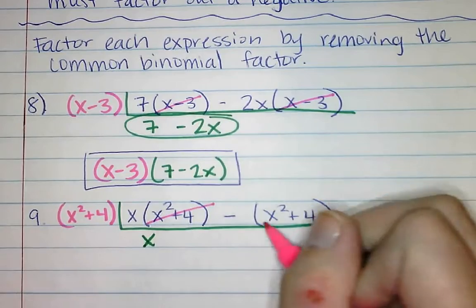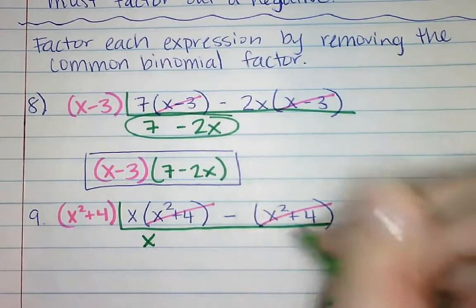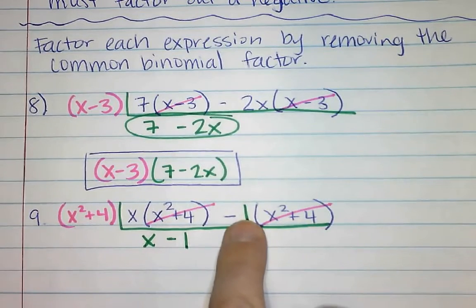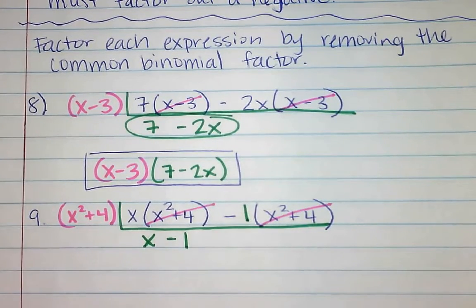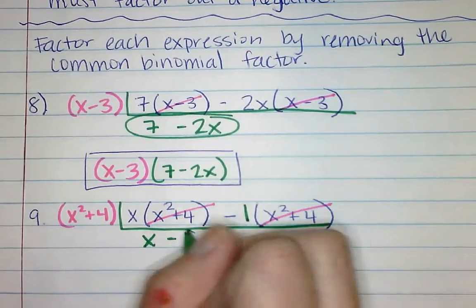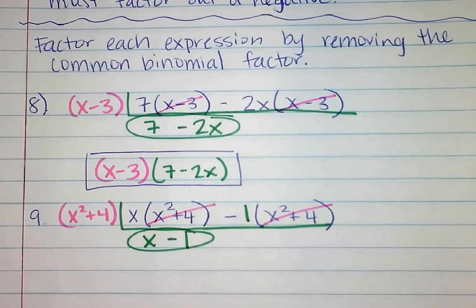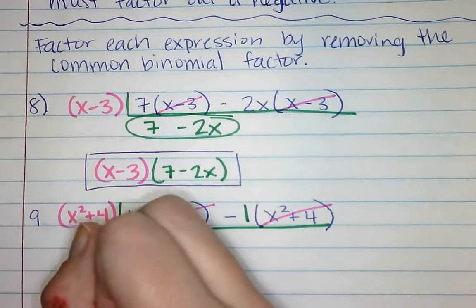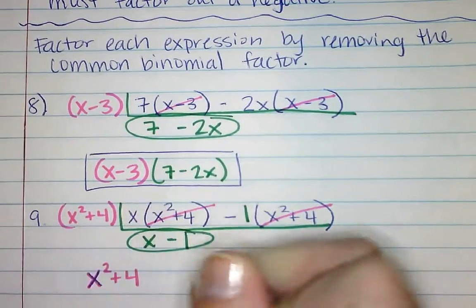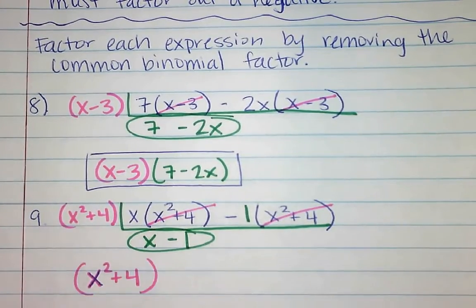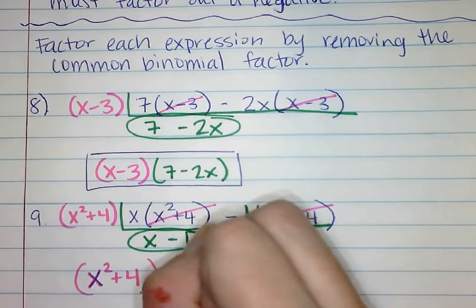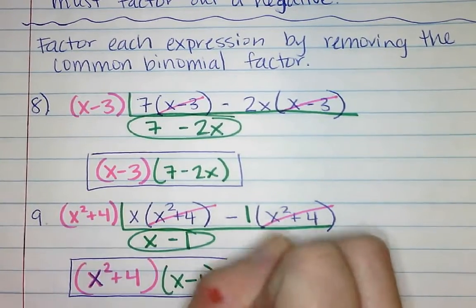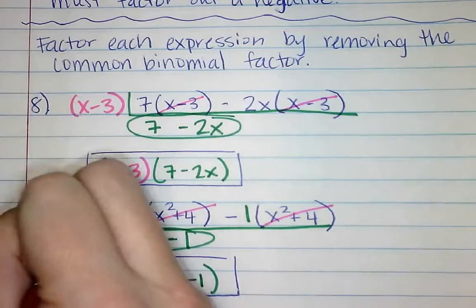Very good. Often people will put 0 right there. Remember, it's like a little invisible negative 1 there. So our final answer would be x squared plus 4 times x minus 1. Do you feel okay with this so far? Any questions about how we're pulling out that common binomial?